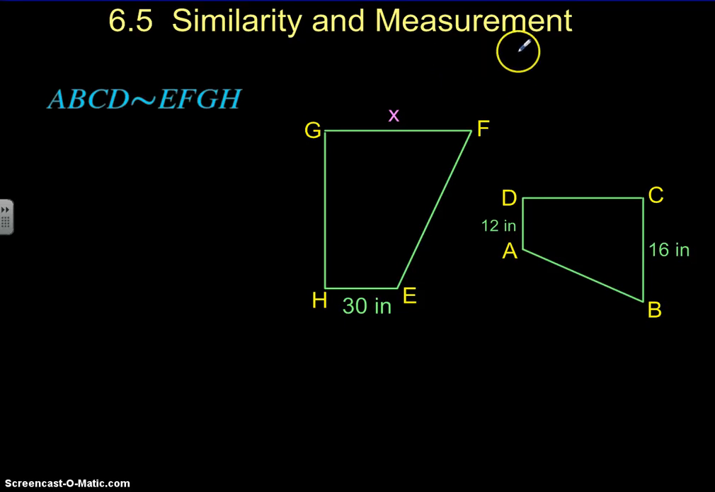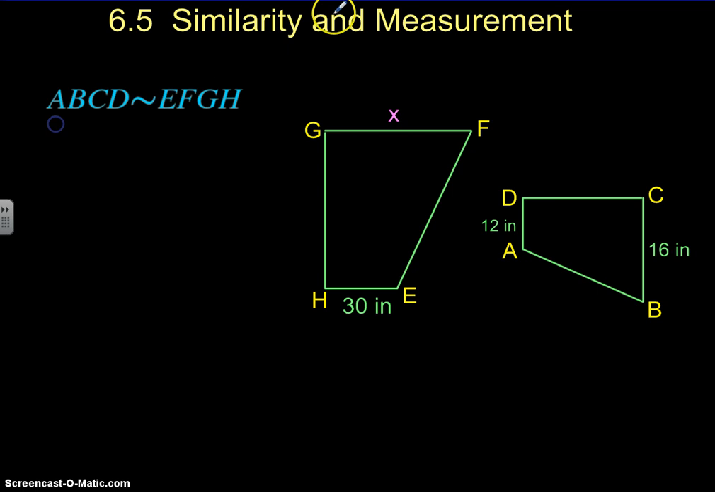Okay, this is 6.5, Similarity and Measurement. Basically, what we're going to be doing is using the same things we learned in the last section, 6.4, and taking those a step further. This is kind of the strength of what we learned in the last section. This is where it will help us the most. And we're basically going to look at two similar shapes with each of these problems.